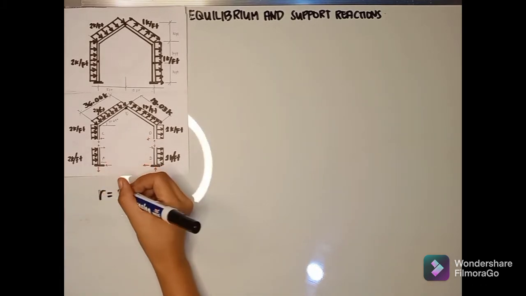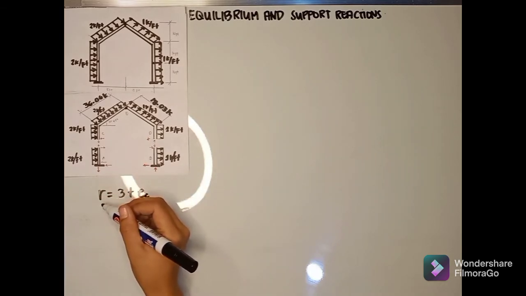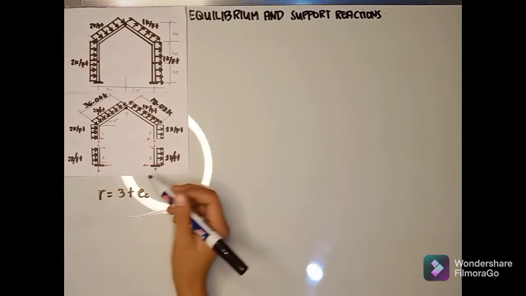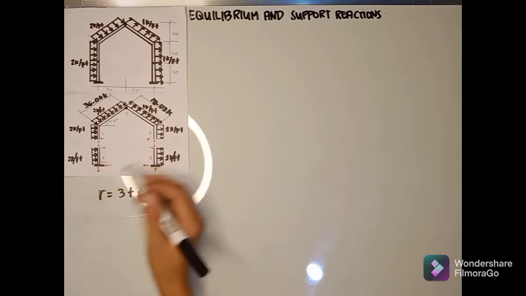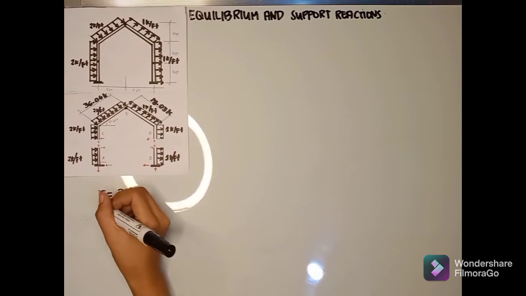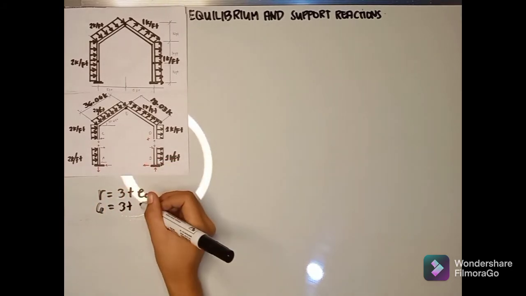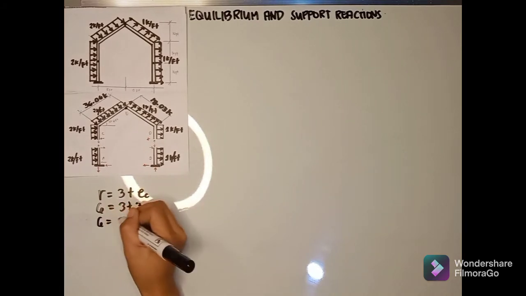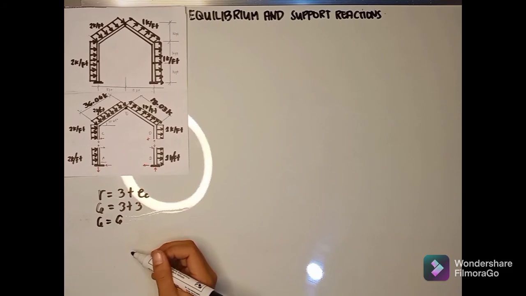r is equal to 3 plus ec. The external reactions are 3 per point A and point B. So we have 6 external reactions and 3 plus 3 hinge, so 6 is equal to 6. Therefore, this frame is statically determinate. Now we can start with our equations.